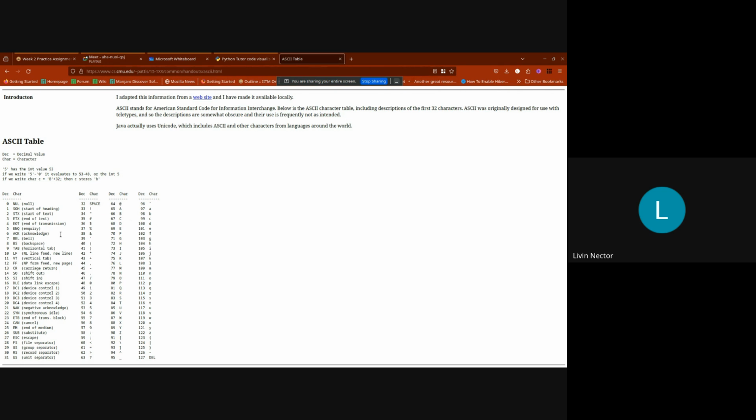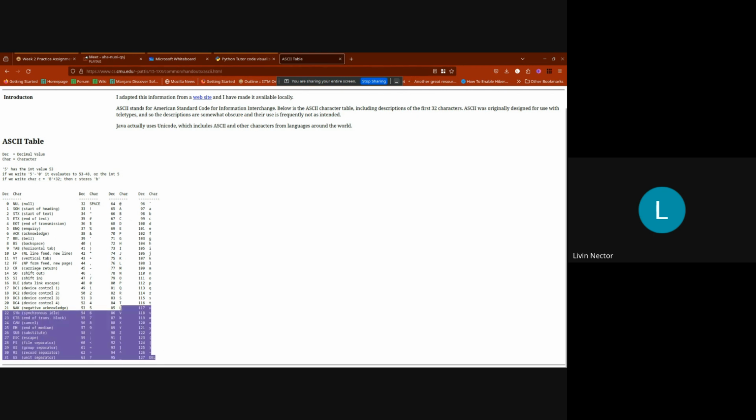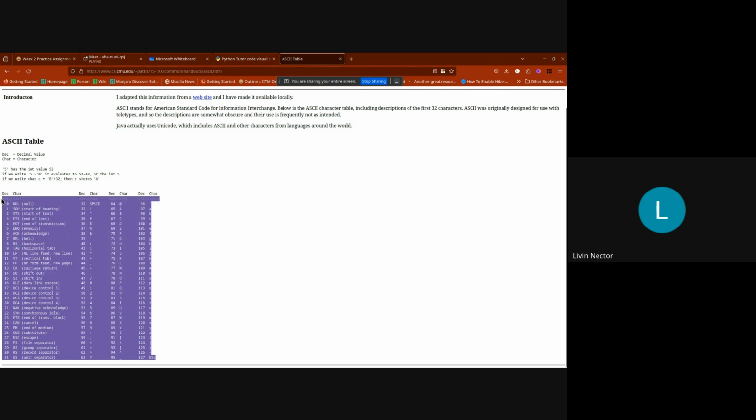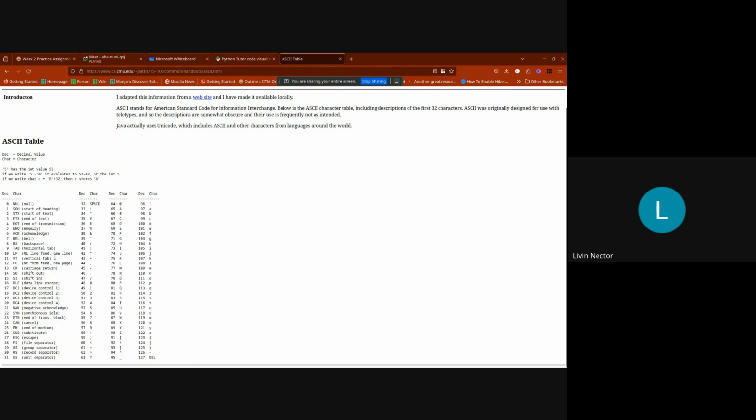So the basic ASCII table has 0 to 127. So 127 is 2 power, 2 power 7 minus 1 actually, 128 values. So they created this ASCII table, and these are the 128 basic characters that computers can represent.